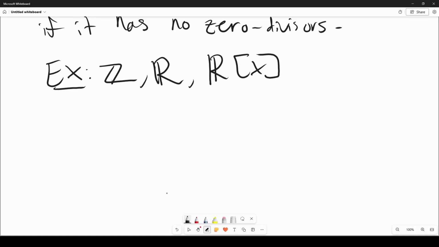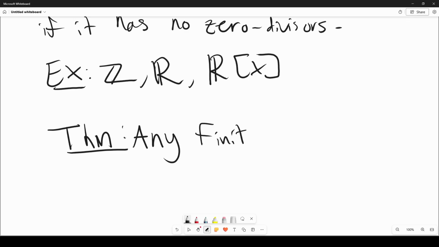So to end off our intro to ring theory discussion, we're going to talk about one pretty cool theorem, which is pretty helpful in practice, which says if you are finite and you're an integral domain, then you're a field. So any finite integral domain is a field.